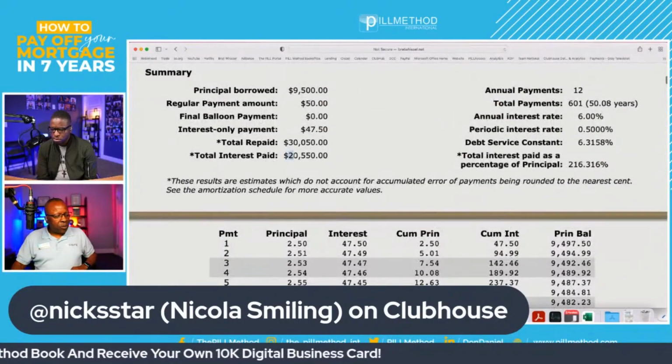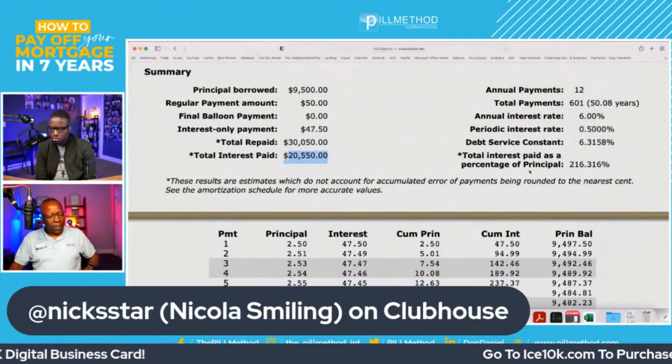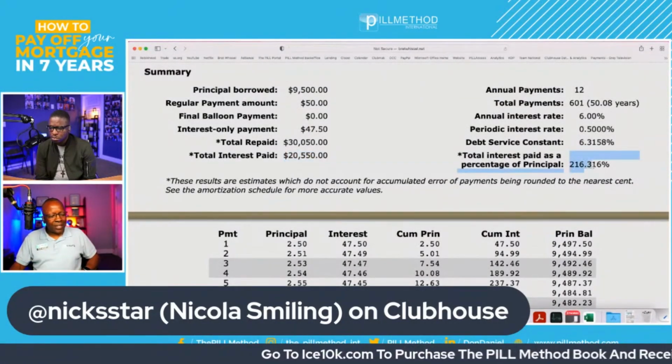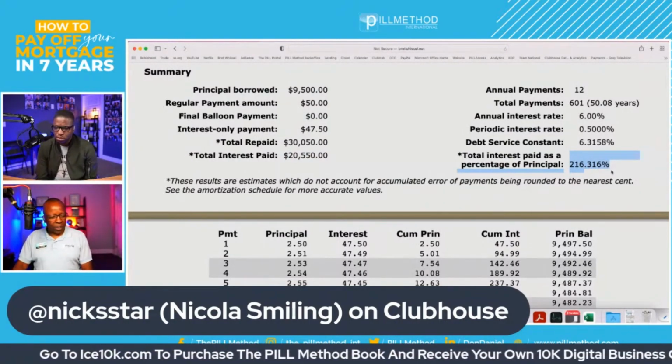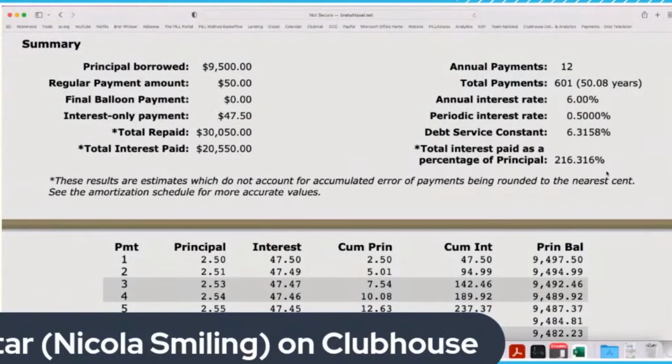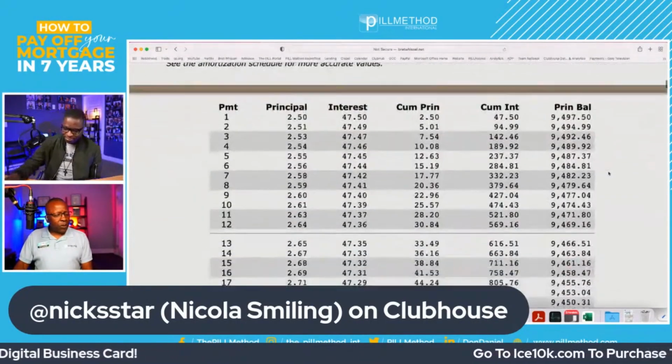Let me show you something that's going on with this loan. Because we need to pay $20,550 if we do it the bank's way, here is the effective interest rate, 216.316%. That is outrageous. That's robbery. Come on. So here's what we're talking about.